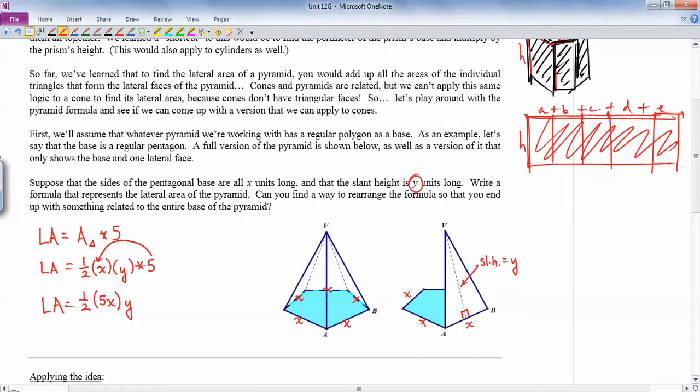And if you think about what 5x is, well, there are 5 x's going around the sides here. That's the perimeter of the entire base. So the lateral area is really 1/2 the perimeter of the base times y. Y was the slant height.